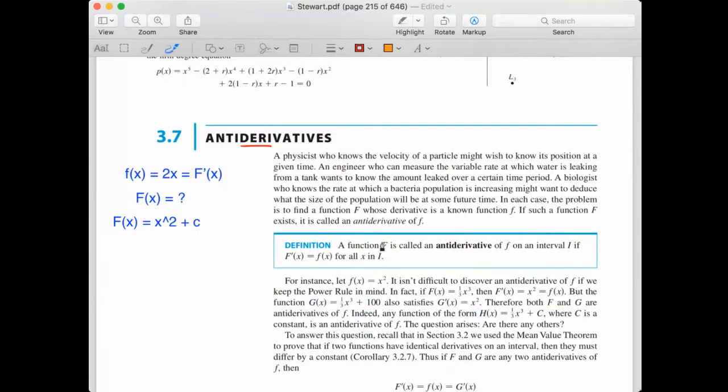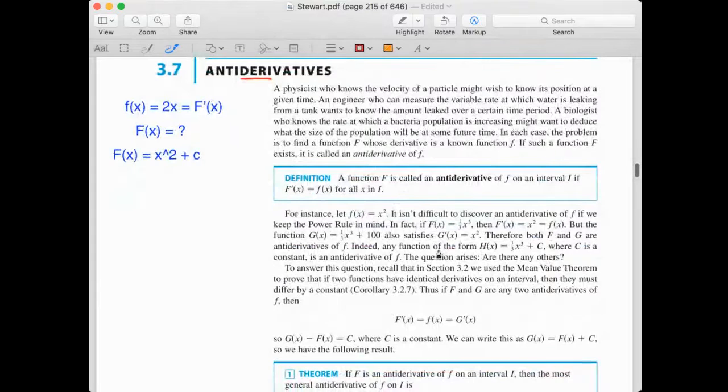A function, capital letter F, is called an antiderivative of little f on an interval I if the derivative of capital letter F equals little f, for all x in the interval. So some examples here. If little f is x squared, and we'll use the antiderivative power rule, then capital letter F is 1/3 of x cubed plus c.